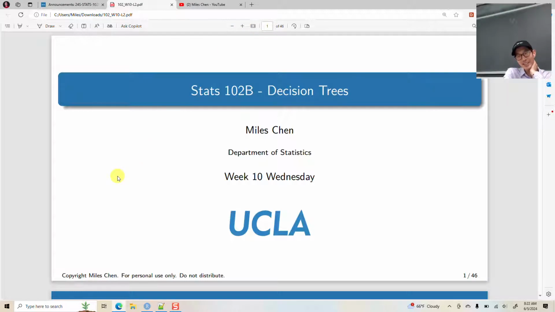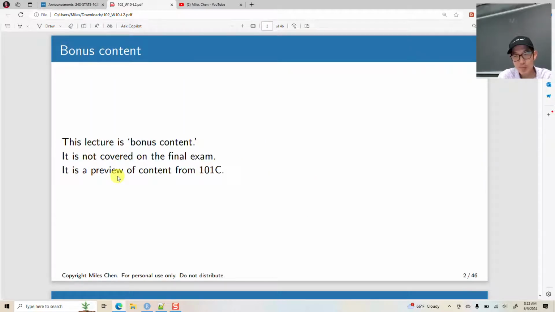Bonus content. I don't know what we want to call this. So this is stuff not going to put on the final, okay? But it is kind of machine learning, still relevant, still useful stuff.